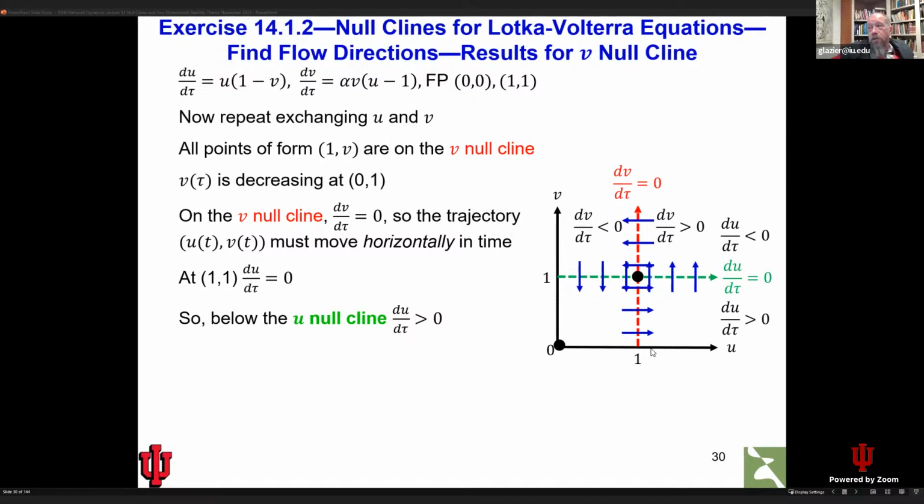If I'm in the quadrant between 1 and infinity on u and 0 and 1 on v, I'm going to the right and up. If I'm in the upper quadrant, bigger than 1 on both sides, I'm going up and to the left. If I'm in this top left quadrant, v is going down, u is going down, so I'm going down and to the left.